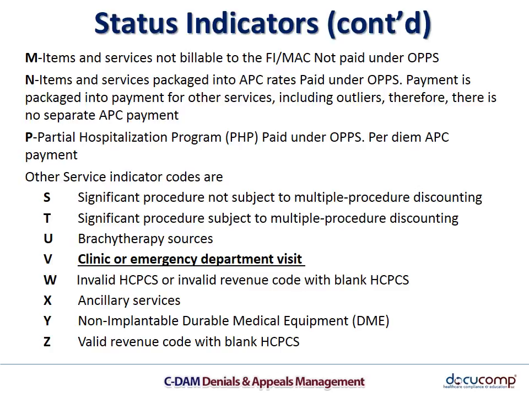Here are several other status indicators that you may see or have exposure to. Some of the more common ones that you may be familiar with are X for ancillary services, S, significant procedure not subject to multiple procedure discount, or T, significant procedure subject to multiple procedure discounting.